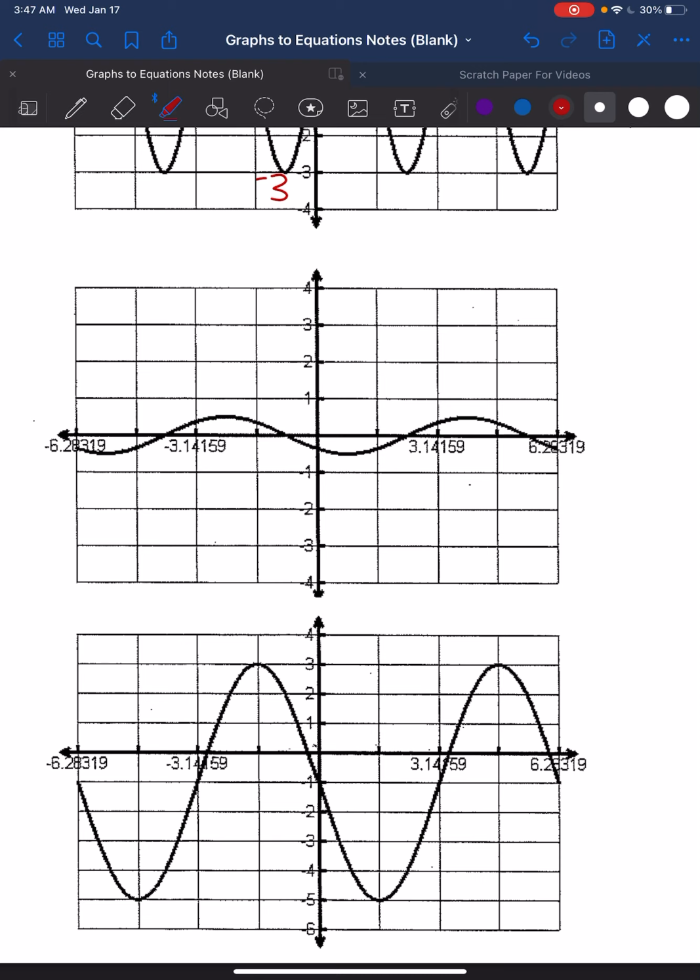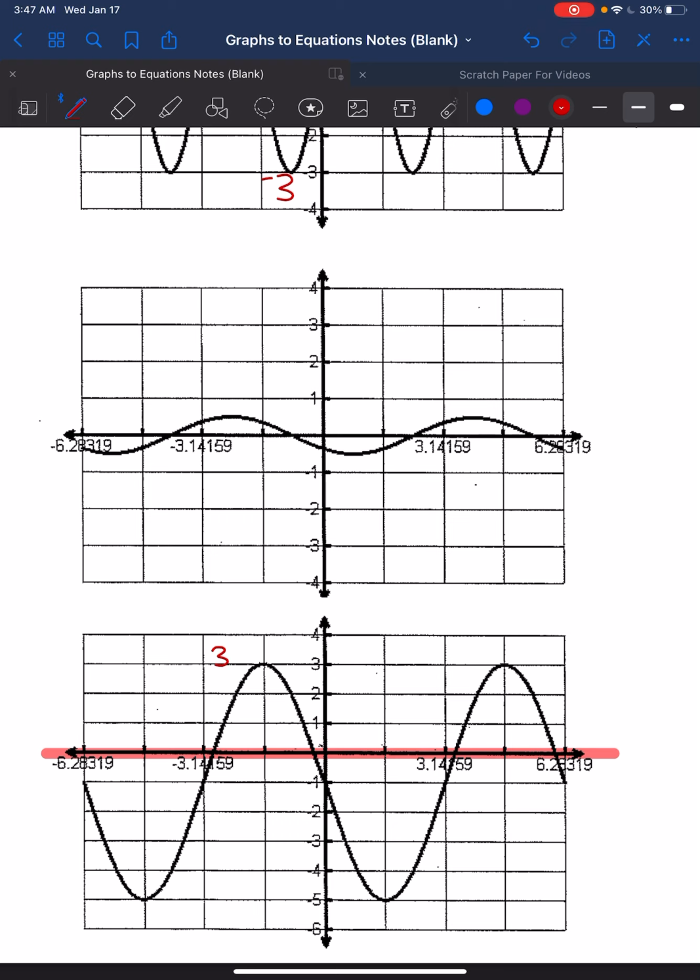Let's say you didn't notice that at first. Here, our max is at 3. Our min is at -5. Midline, well, I think the midline is the 0. Well, I've got 3 units above and 5 below. This is not my midline. So, how do I find the midline? You got options here.